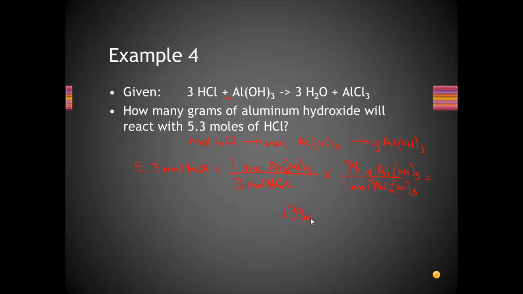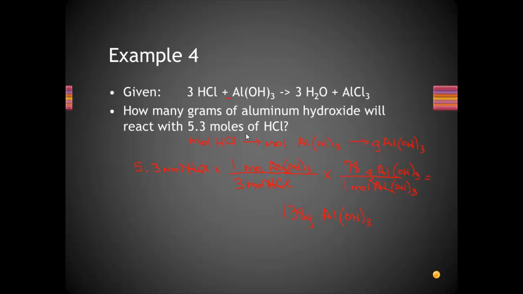So a chemist would use this to know if he had this much hydrochloric acid to start with, 5.3 moles, he would need to measure out 138 grams of aluminum hydroxide for all of these reactants to be used up. It prevents a chemist from wasting materials or from not using enough to begin with.